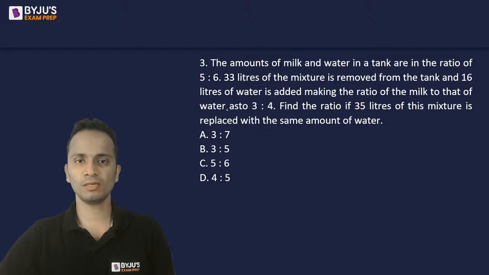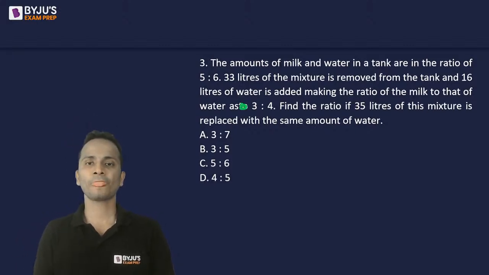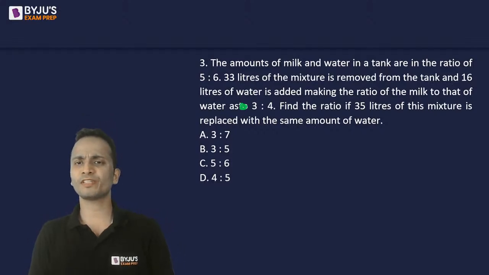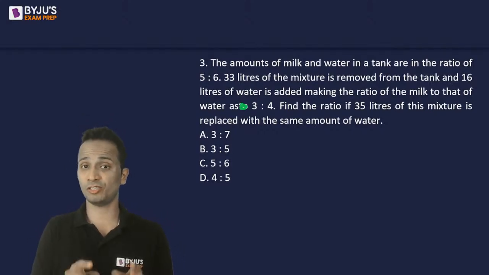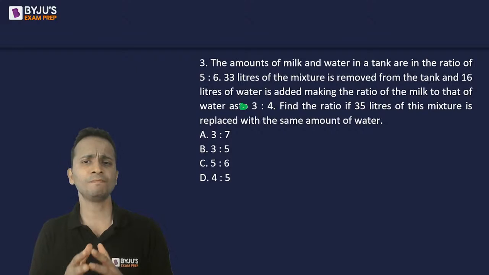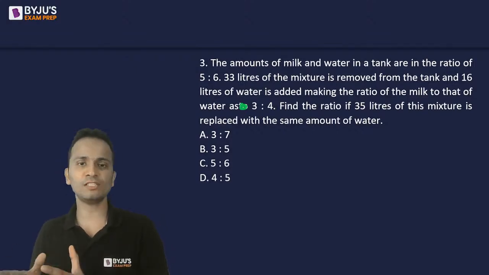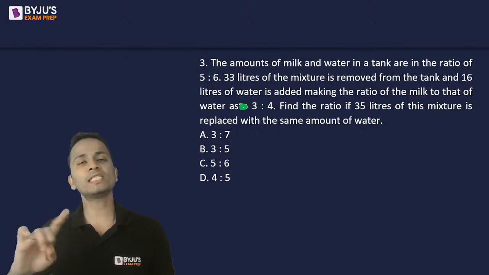So small mistake. Okay. Now find the ratio if 35 liters of this mixture, so the final mixture which is obtained, find the ratio if 35 liters of this mixture is replaced with the same amount of water.